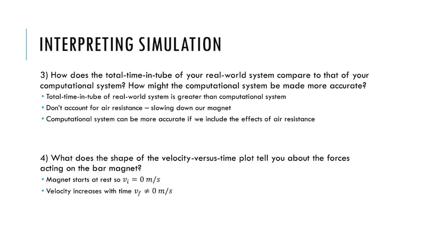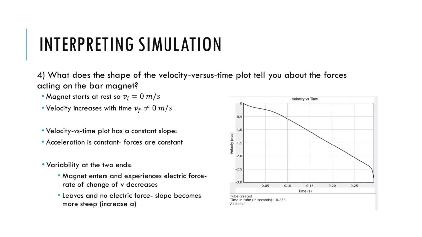The total time to fall through the tube in the real world system is greater than in the computational system, and this is because the computational model doesn't account for air resistance, which is slowing down our magnet. If we were able to include this in our simulation, it would be more accurate. As well, the shape of the velocity versus time plot tells us, first of all, that the magnet starts at rest, so v initial is 0, and then the velocity increases with time because the final velocity is not 0. The velocity versus time plot has a constant slope in the middle, which means that the acceleration is constant, so the forces acting on the magnet are also constant.